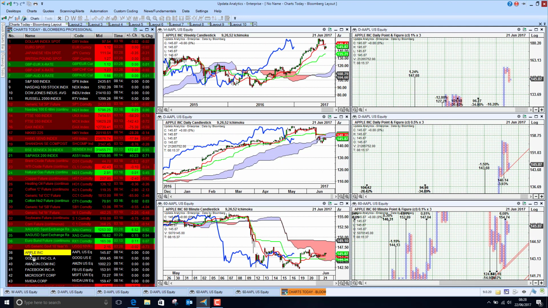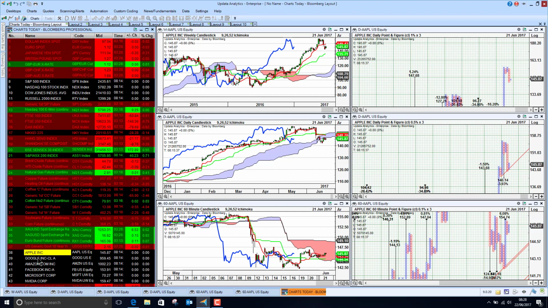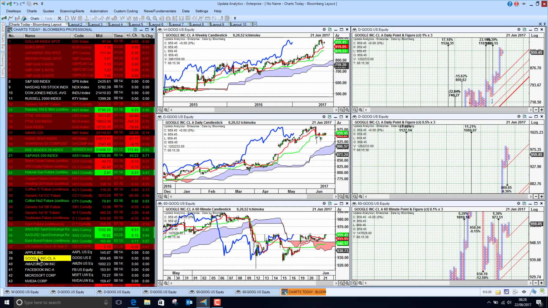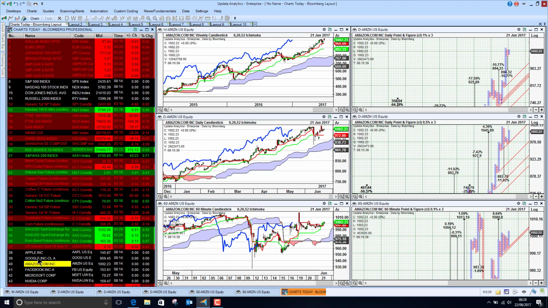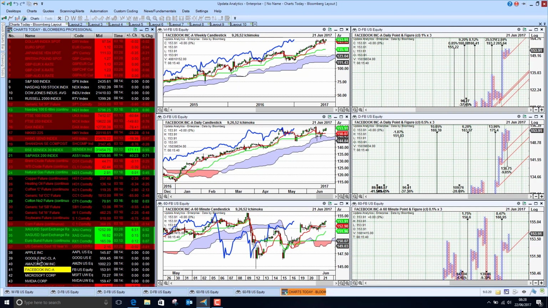And then we look at the tech. So Apple is not making the new high like the Nasdaq, not getting back above the cloud and not taking out that level that we saw last week. So Apple still looks a little bit worrying. Google is mirroring the Nasdaq, as is Amazon. It's through the cloud, as is Facebook. Facebook looking very strong.